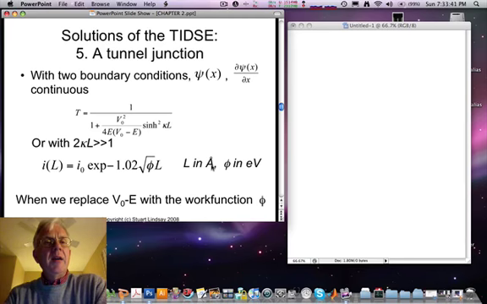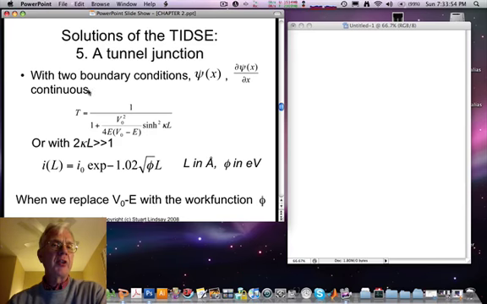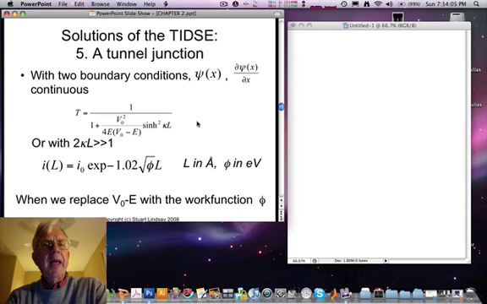If we use all of these boundary conditions together with the 4 equations just shown on the previous slide, and we solve for this coefficient little t and then square it, we end up with this expression here. It's quite a complicated expression. This here is the hyperbolic sine of kappa L, where kappa is the usual square root of 2m(V0 minus E) over h bar squared.